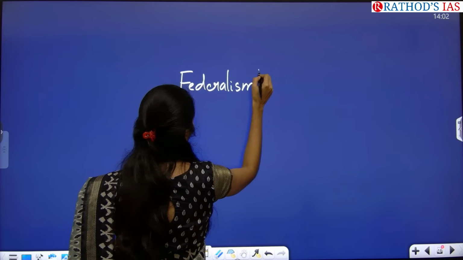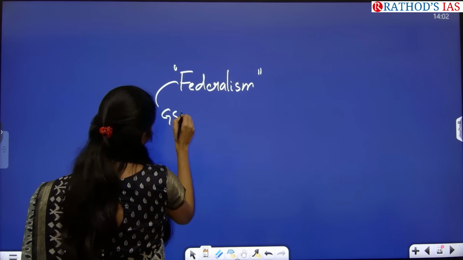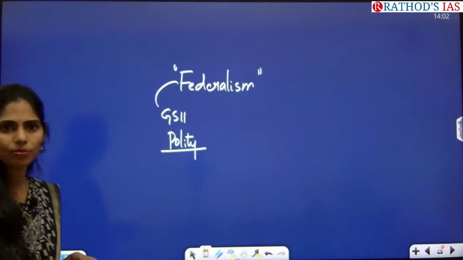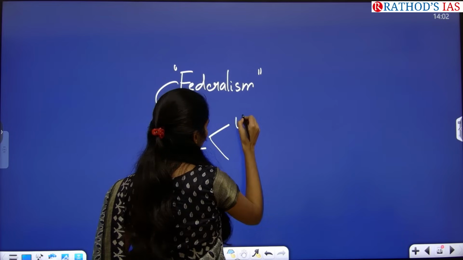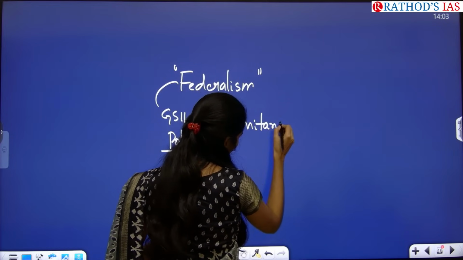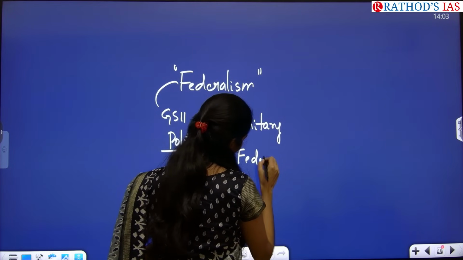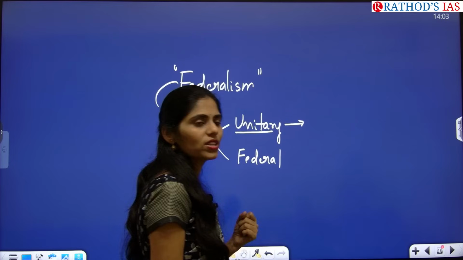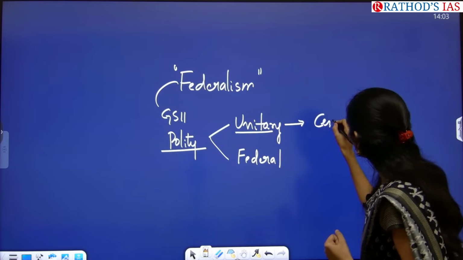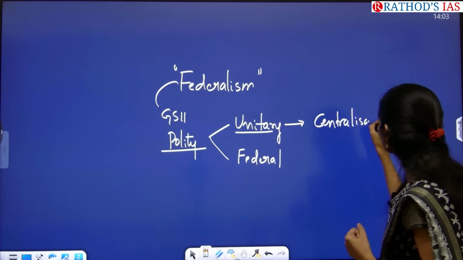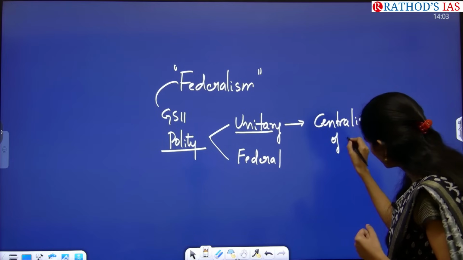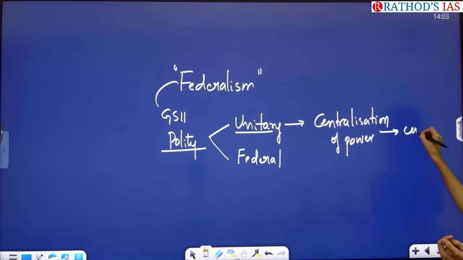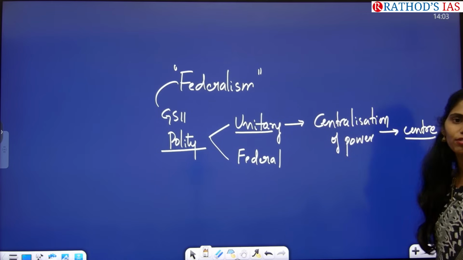So where we can connect this topic? In GS paper 2 we have polity, right? In polity we will be studying about different types of government. There you will be studying about unitary type of government, and second type here is federal government. So unitary is nothing but wherever central government dominance will be there over states. Okay, that means we can say this word centralization of power. So there will be centralization of power, and power is concentrated with center. So this form of government is called as unitary form of government.